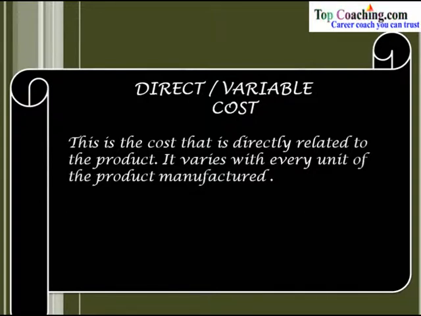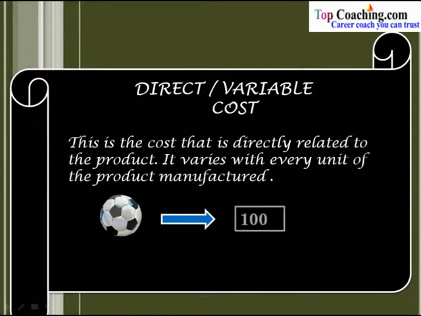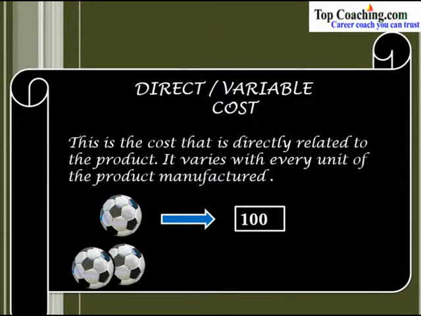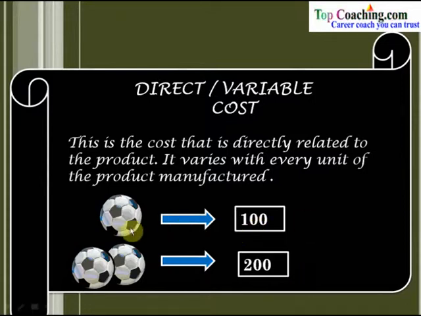For example, let us say that the cost of manufacturing this football is 100 rupees. Now, if we produce 2 footballs, then what would be the cost? It would be 200 rupees. So we see that the direct cost or the variable cost is directly proportional to the number of units produced. If 1 unit is produced, the cost is 100. If 2 units are produced, the cost is 200. If 3 units are produced, the cost would be 300, and so on. So direct or variable cost is directly related to the product.